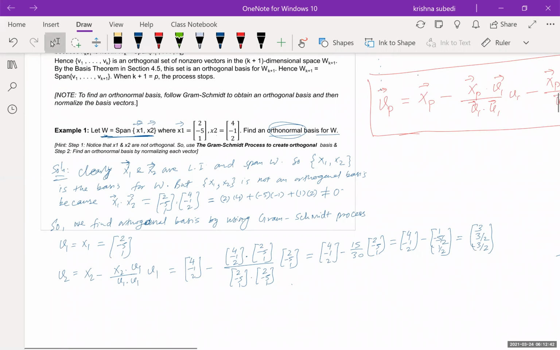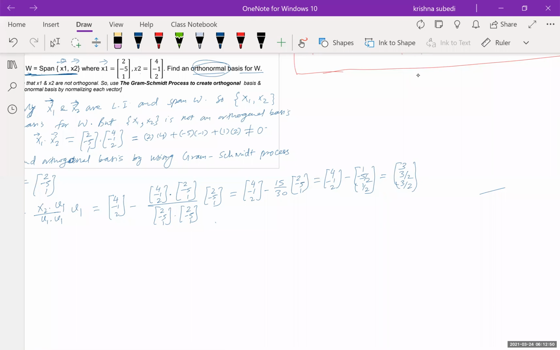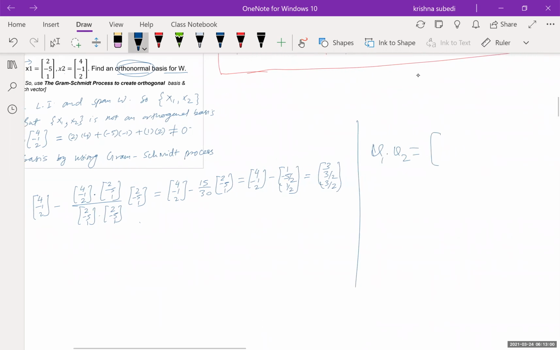Okay, this is the vector that we got, v2. Now you can verify whether your answer is right or wrong. You don't have to show it, but just for fun, just to make sure that you got the correct answer, you can check v1 dot v2, are they orthogonal? So v1 is... check. Okay, not needed to show in the exam.